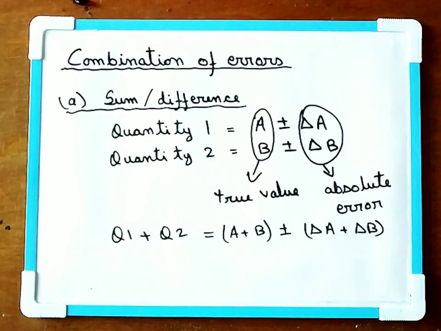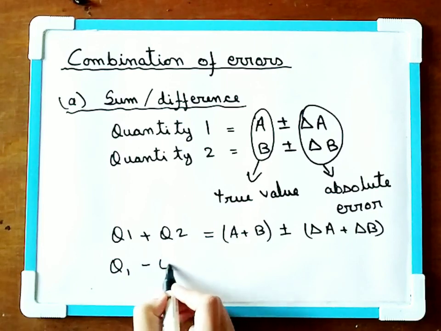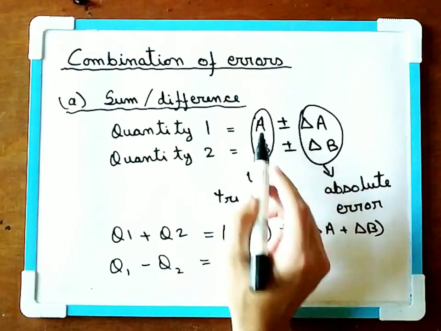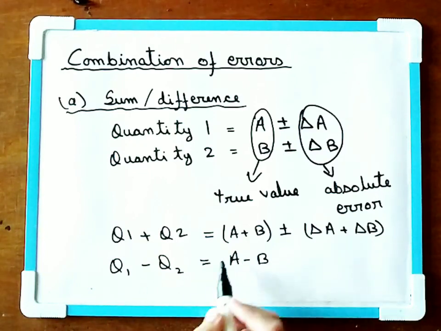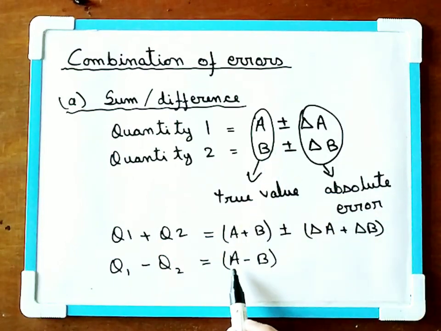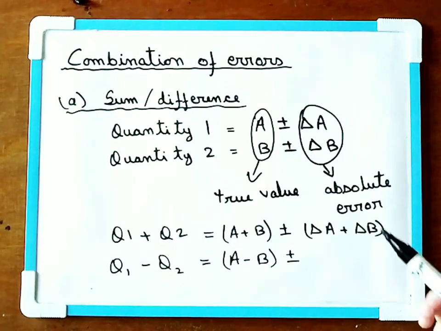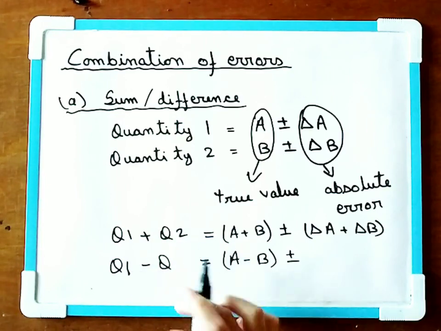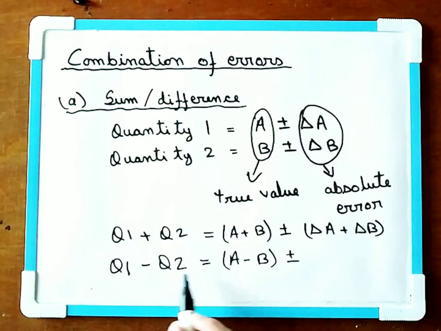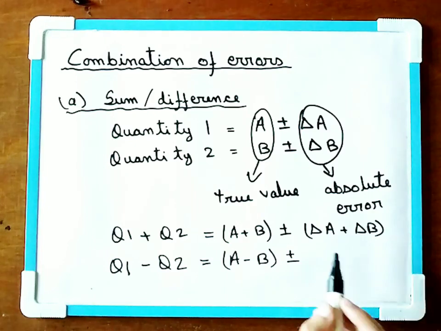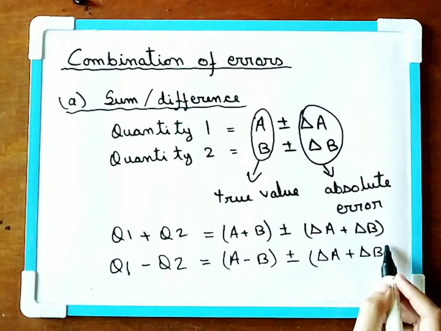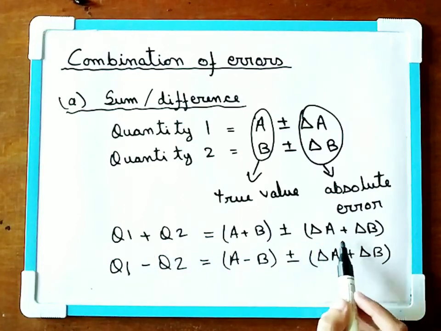Now if we have to take the difference also, so if you have Q1 minus Q2, then this difference is expressed as, we take the difference of the true values, A minus B. So Q1 minus Q2 is expressed as A minus B, then plus minus. Now you'll say that in this difference, we'll have to take the difference of delta A and delta B, but that's not the case. Even when you take the difference of the two quantities Q1 minus Q2, for the absolute error you'll always have to add. So in this case, it will be delta A plus delta B.